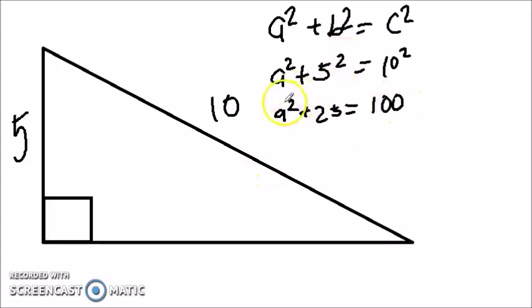So what we want to do is make a squared be by itself. So we'll subtract 25 on both sides. So it's going to be a squared is equal to 75.